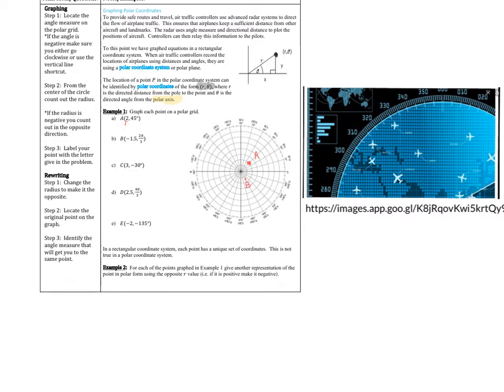Okay, our next point is 3, negative 30 degrees. So our 3, remember we start at the origin, and then we're going to go to the right 3 spaces. So this is an R value of 3. And then we want to go negative 30 degrees. So remember, negative is clockwise. So we're going to go clockwise 30 degrees. So there's 15, and then there's 30. So that's where my point C is going to be.